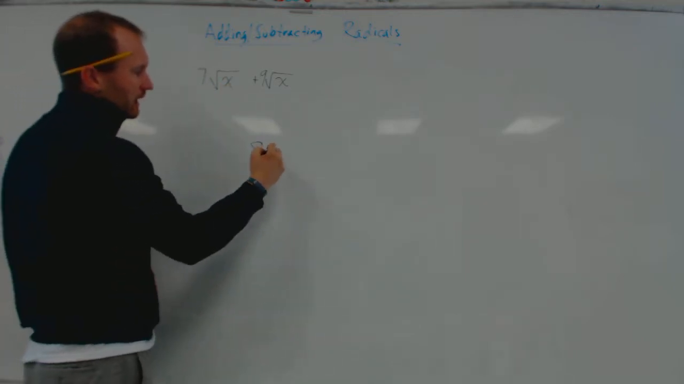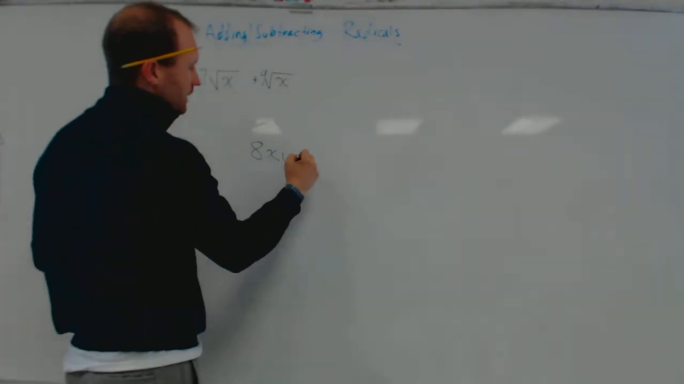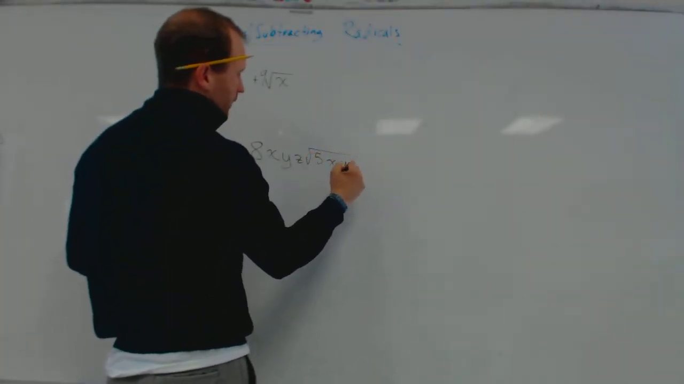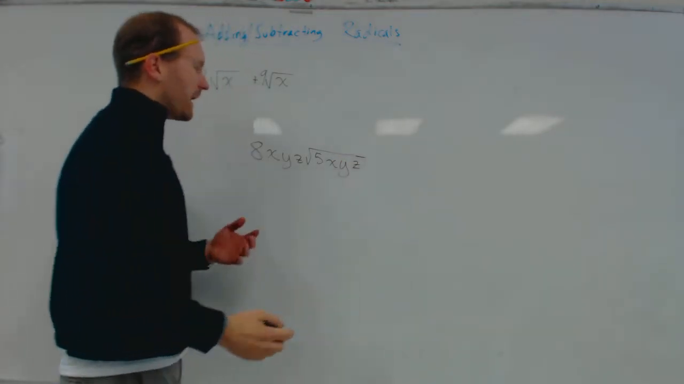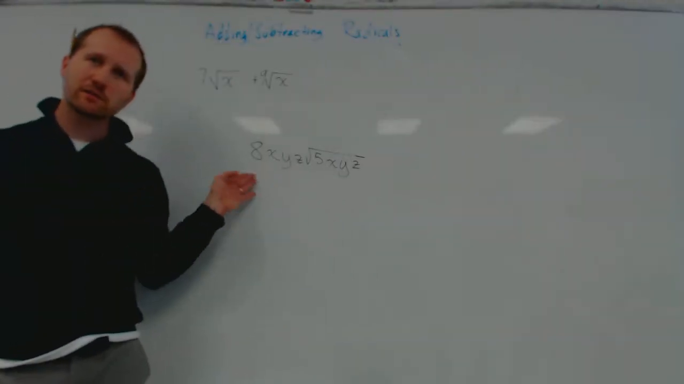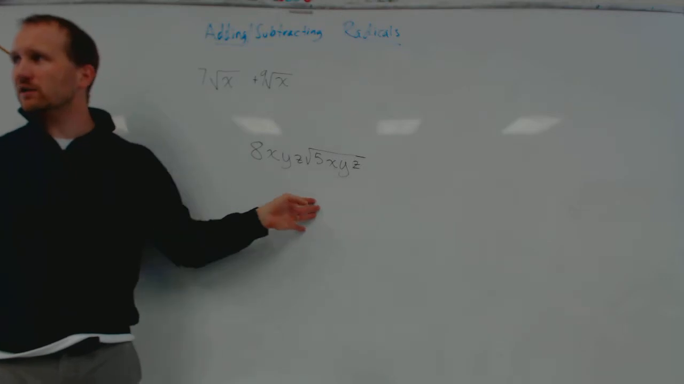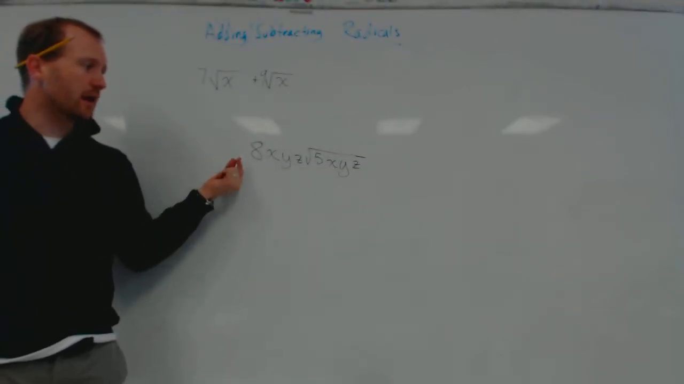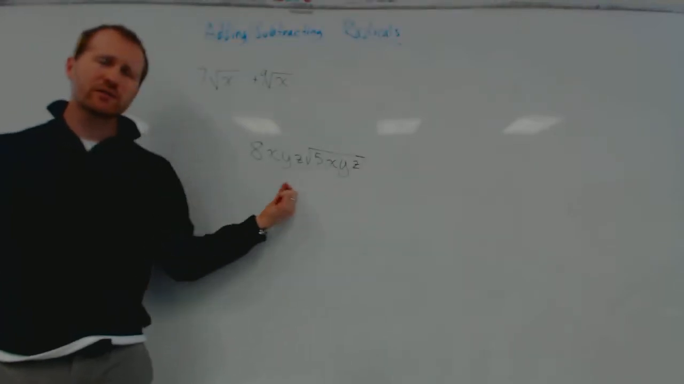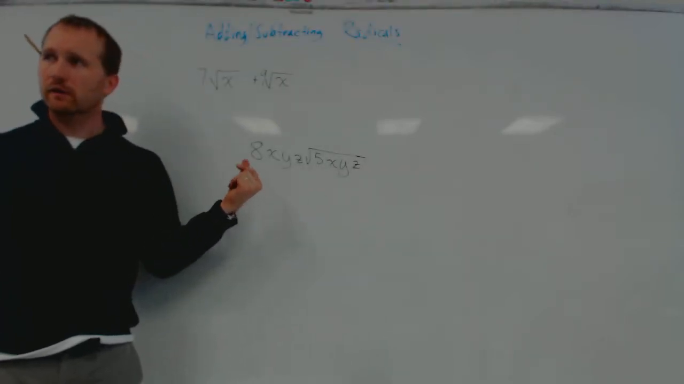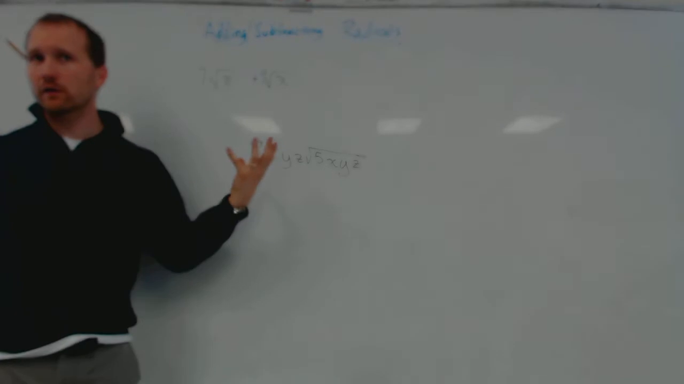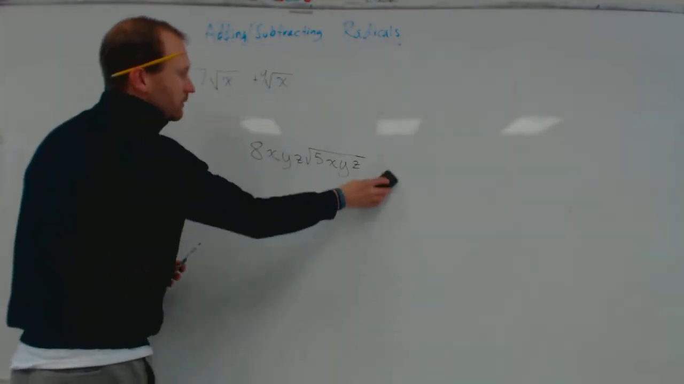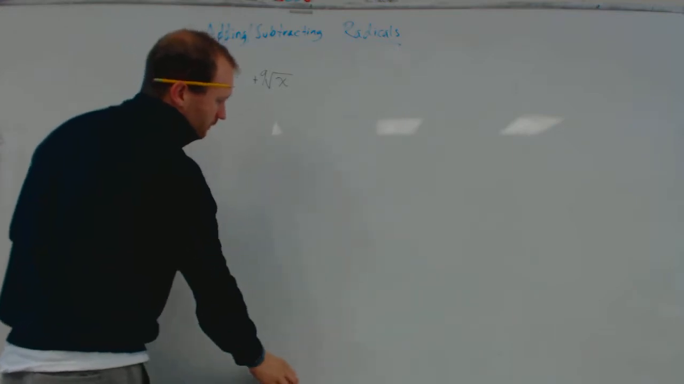We might have something like 8xyz square root of 5xyz, and that's still a single term. What makes it a single term is there's no addition or subtraction in it. As long as we have just multiplication and division, we can have a single term. The second we put an addition or subtraction in there, we then have 2 terms. So now we're going to move on to looking at 2 terms.